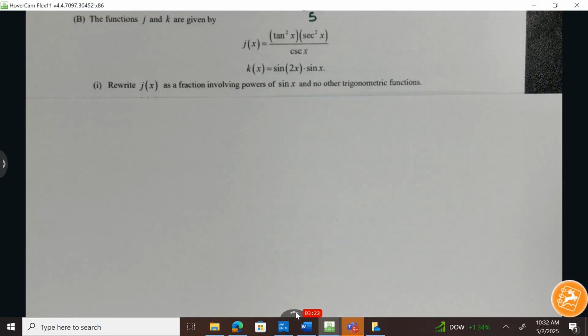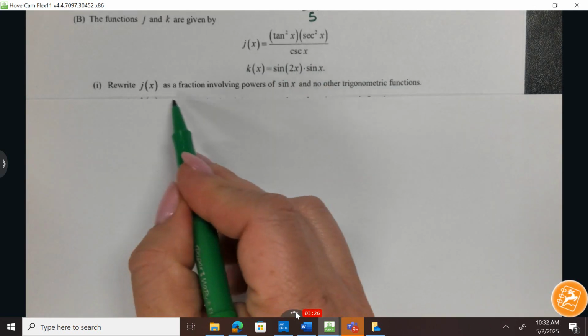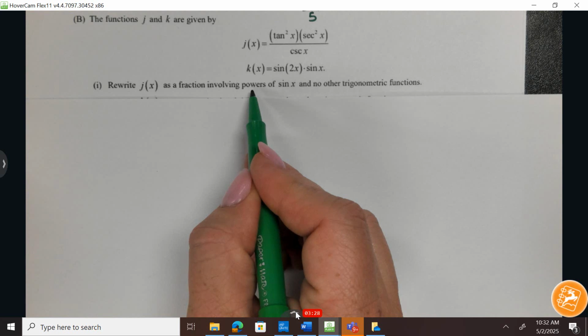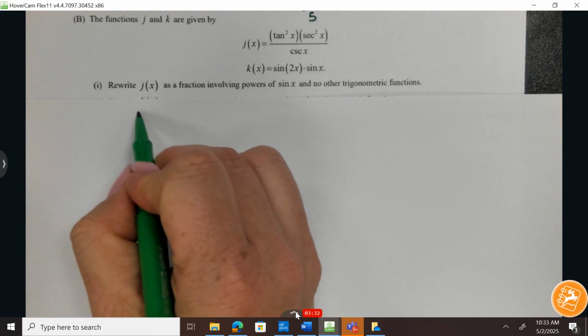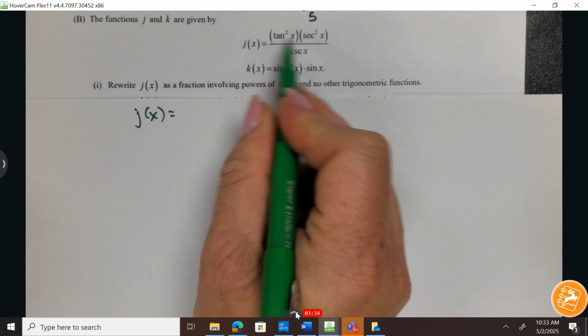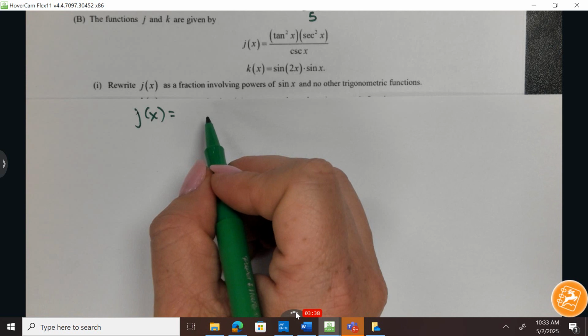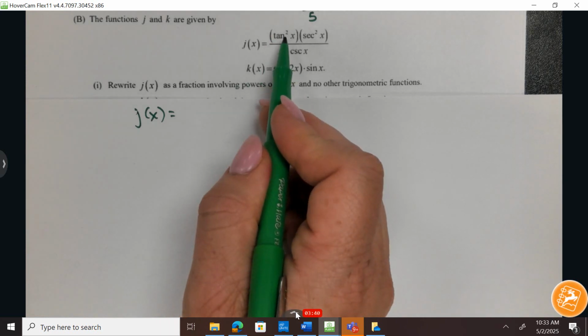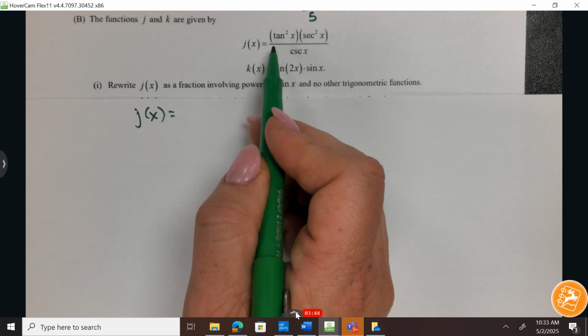Alright, let's take a look at what we can do here. I'm going to rewrite this function as a fraction that involves only sine values, no other trig values at the very end. I have not worked through this prior, so hold tight with me. What could I do? I could rewrite tangent squared as sine squared over cosine squared, or I could even use the Pythagorean identity.